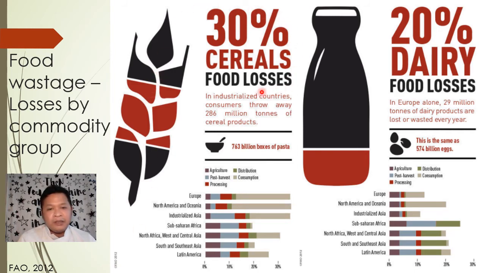So 30% of cereals are lost and 20% of dairy. So globally, that accounts for 763 billion boxes of pasta. I don't know how you convert that in terms of sacks of rice, no, para sa ating mga Pinoy. And for dairy, the equivalent is 574 billion eggs. All right, so as you can see here, for cereals, most of the losses are in consumption for developed countries.